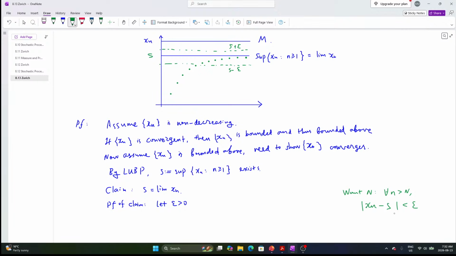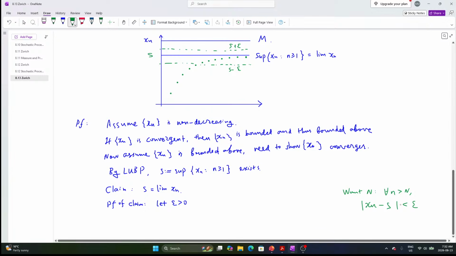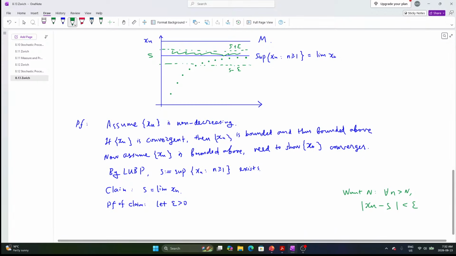So how do we show the big N exists? Well, the thing is, S minus epsilon is all that matters. You see, S plus epsilon, this part of the gap is empty. There's no dot in here. We don't even need to bother with this part, because S is already the sup, right? It's already the sup, so it's an upper bound. So every xn is already less than or equal to S. So you just need to worry about the lower half.